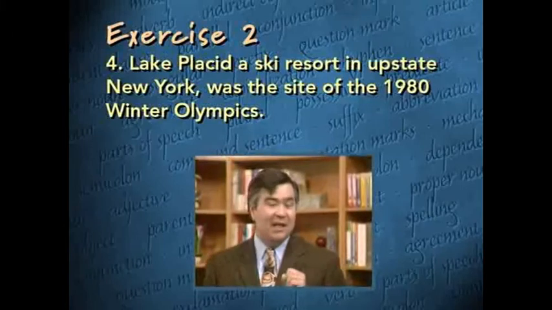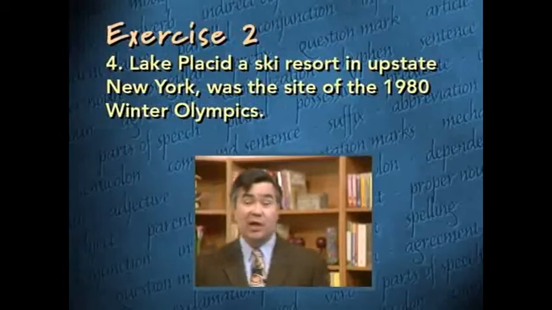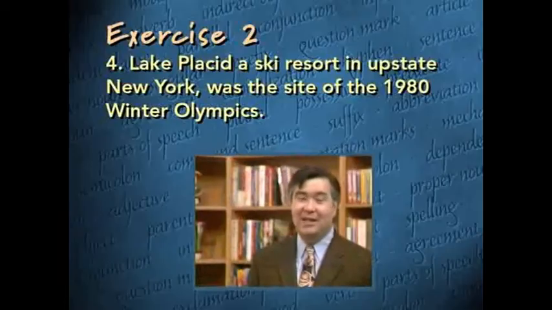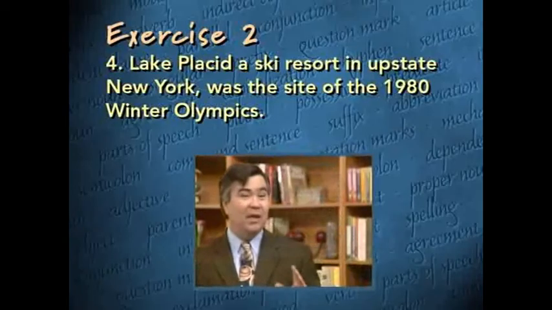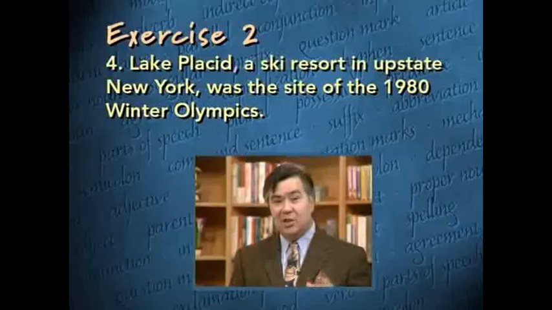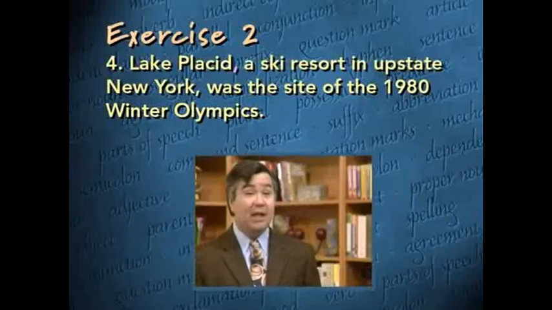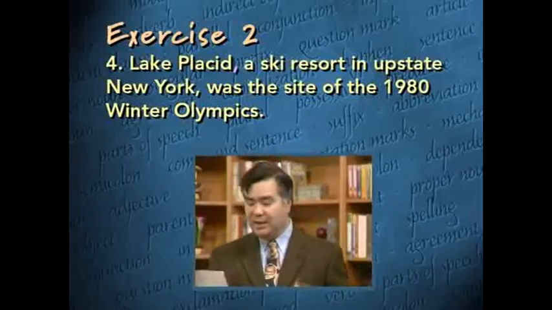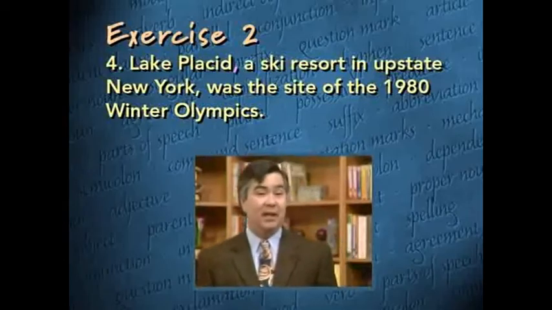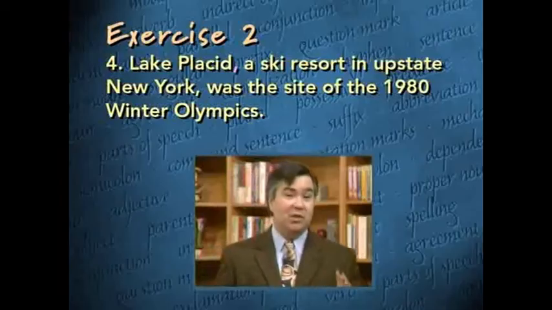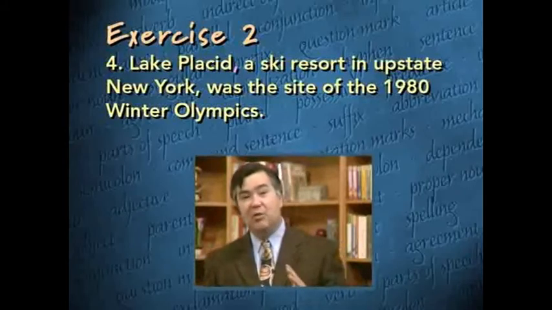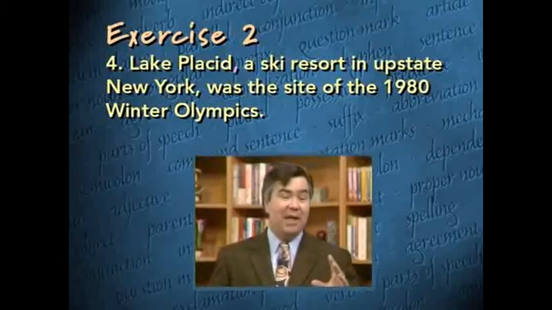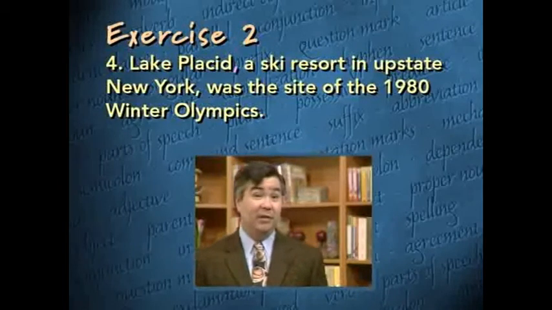So the mistake that the writer of this sentence made was to put a comma at the end of the interrupting phrase, but not one at the beginning. It's a common mistake. There should be a comma in both places, and so the sentence should correctly read, Lake Placid, comma, a ski resort in upstate New York, comma, was the site of the 1980 Winter Olympics. Now, the author has clearly set aside that interrupting phrase by bracketing it with a pair of commas, and that makes the flow of the sentence a lot clearer.